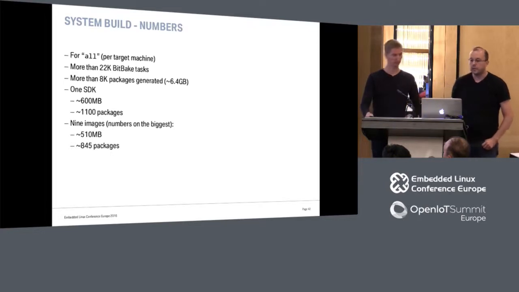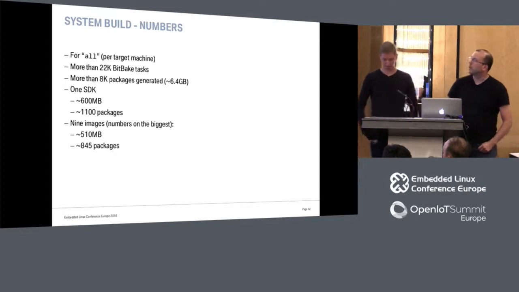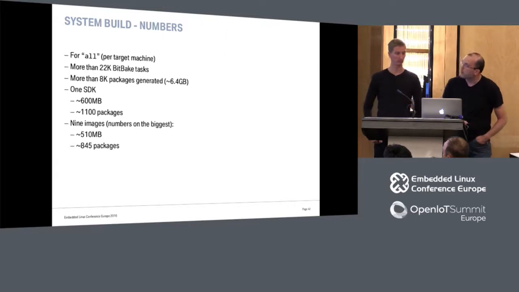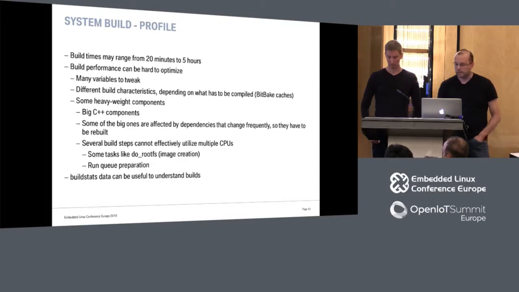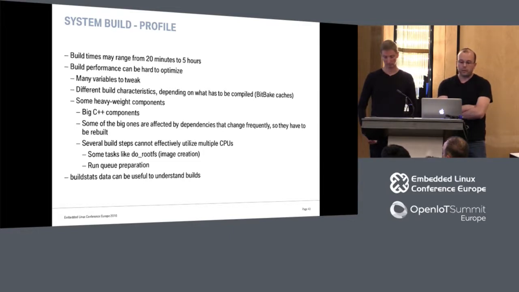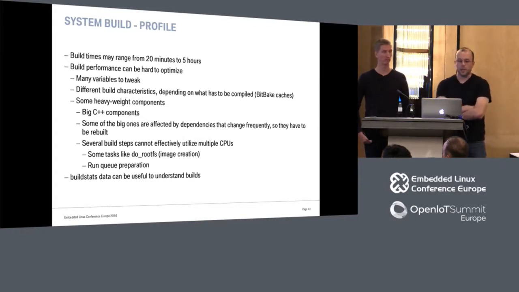So here we have some numbers on the builds. This is per machine. We currently have 2 machines. So we have more than 22,000 BitBake tasks. I'm going quickly over these numbers; they will be available in the slides afterwards. Our build may range from 20 minutes to 5 hours on those powerful machines that we showed. It depends on the caching, how much BitBake is caching. In the best case, it's 20 minutes. In the worst case, 5 hours.